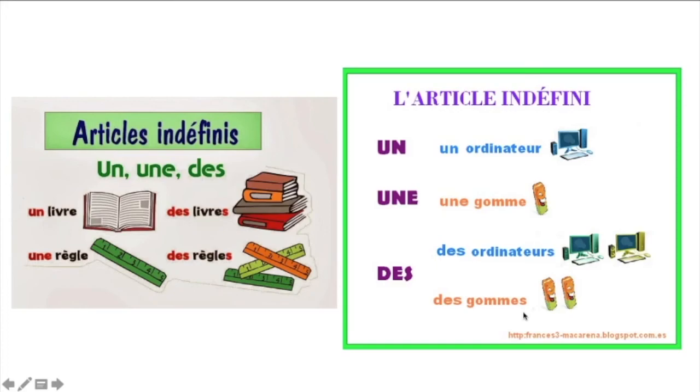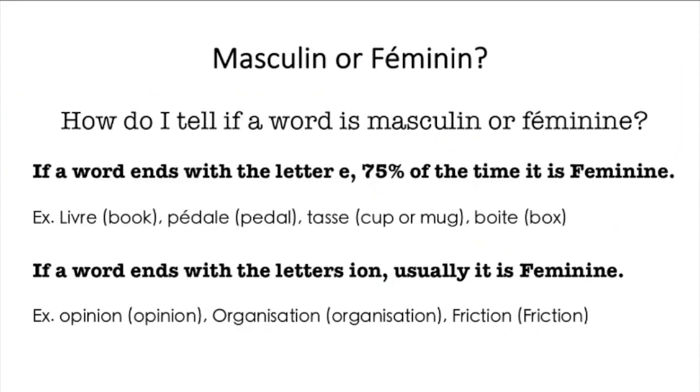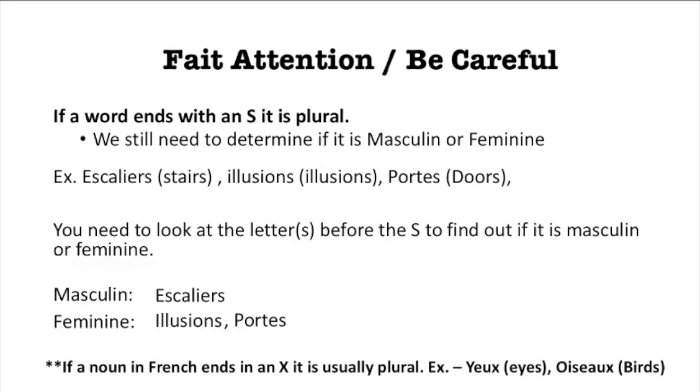use des. Now, once again, remember you can always look up your noun in word reference, and it'll tell you if it's non masculin, non féminin, or non pluriel. But try and use those tips I taught you. If it ends with an E, 75% of the time it's feminine. If it ends with an ION, usually it's feminine. And if it ends with an S, it's usually plural, or in some cases an X.